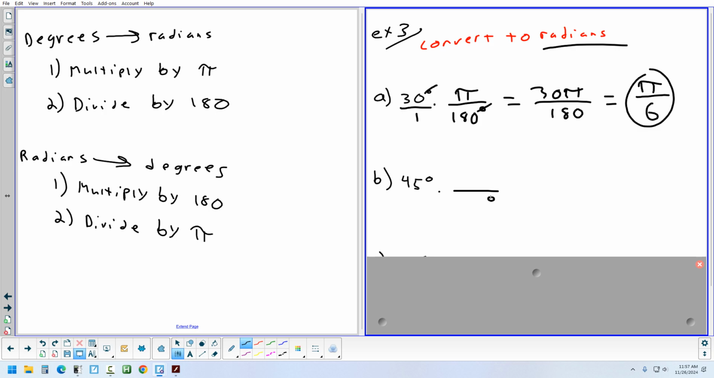Yeah. 180. 180. And what number always goes with the radian label? I usually cancel before I multiply, then I don't have to write it twice. What number goes into both? If you don't find the biggest number, you'll just have to do it more than once, but ideally I'd like the biggest number. Yep.